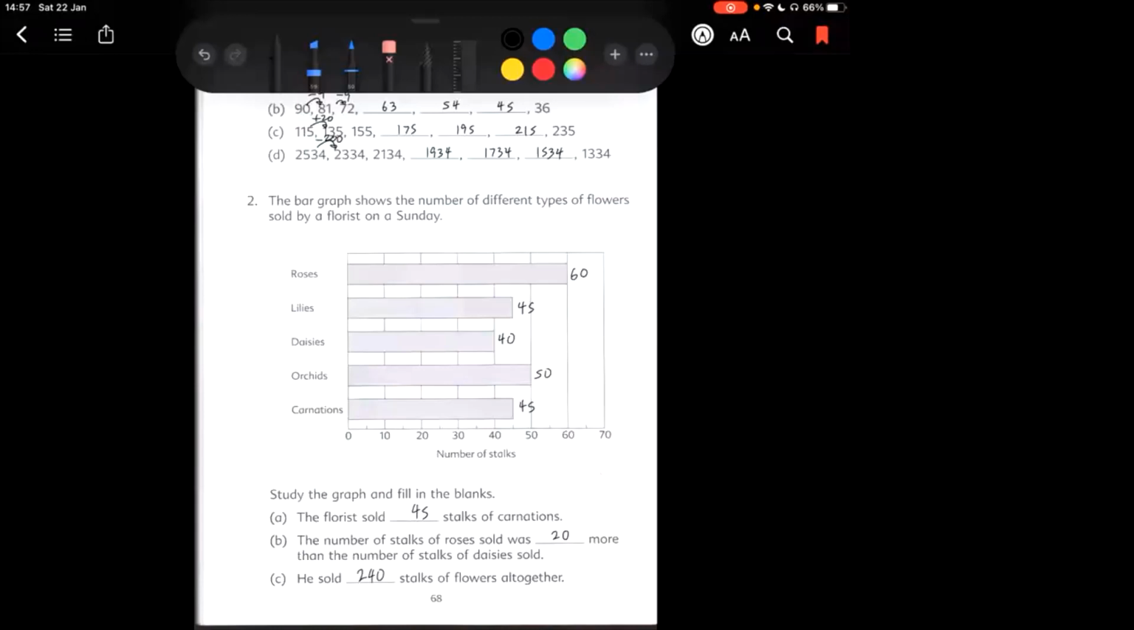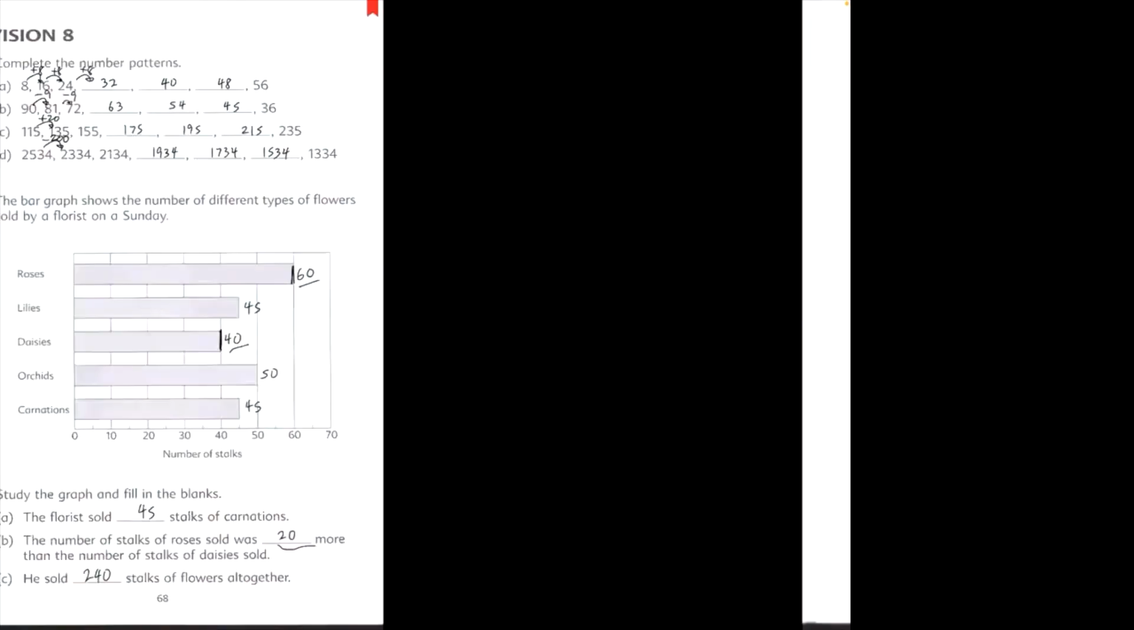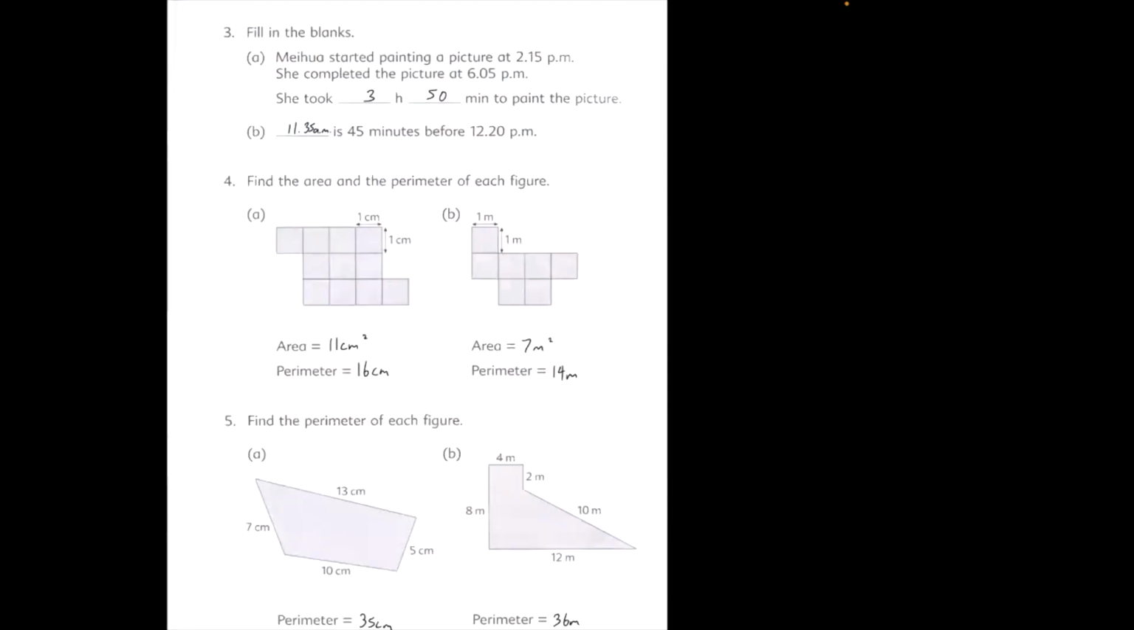45 stalks of carnations. We just get that from the graph here, right? And yeah, like I said, I recommend writing the number at the end of the bar for each when you're dealing with bar graphs. Number of roses was how many more than the number of stalks of daisies. So we look at this, and we say 60 minus 40, and our answer is 20. And the total number, you can just add the numbers all up, which I think you guys should be able to do by now. Okay, our last page for the day.